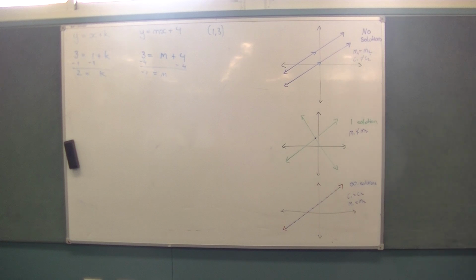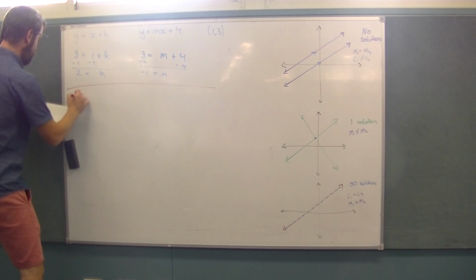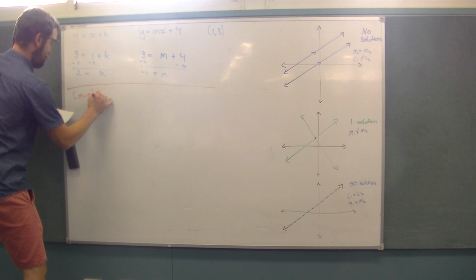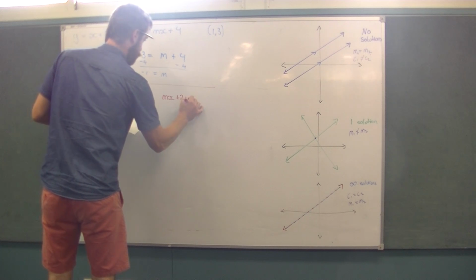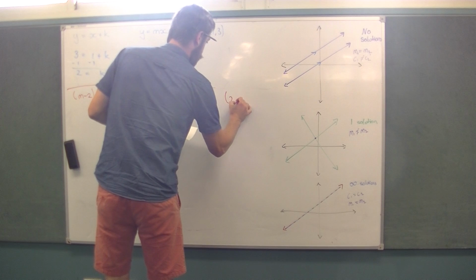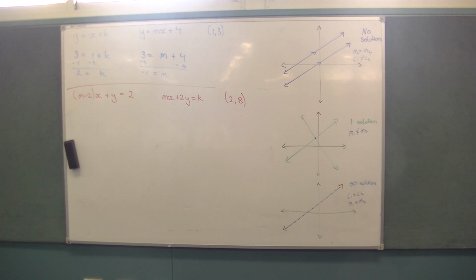Alright? So, here's a more complex example. I'll leave that one up. Wait, what are we finding? So we're finding m and k.